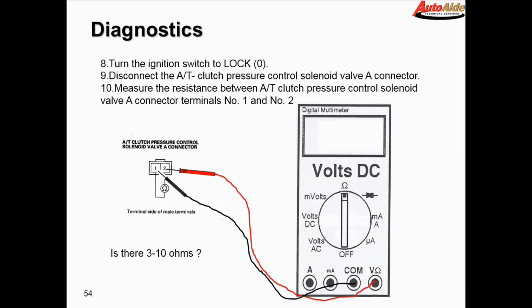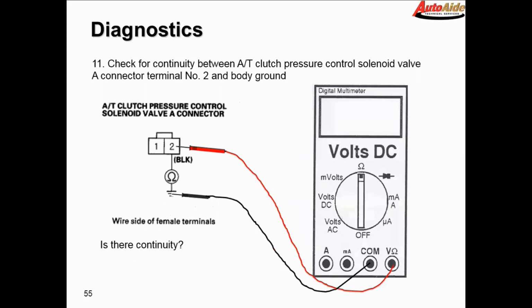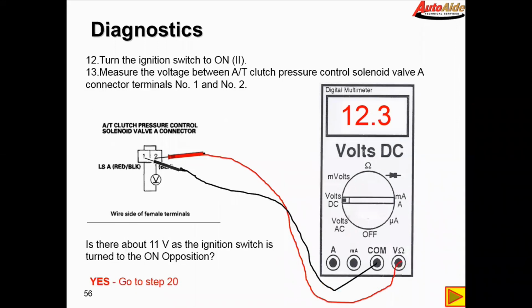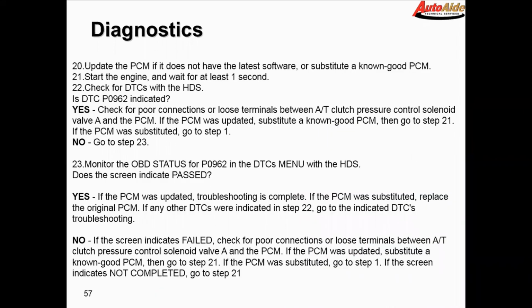So you can see here they want me to measure at the solenoid connector, pins 1 and 2. Is the resistance within the 3 to 10 ohm spec? Yeah, it's right on. Go to step 11, check for continuity between the solenoid connector and ground. Is there continuity? Yes. So in this case, go to step 12. Step 12 says turn the ignition on, measure the voltage between AT clutch pressure solenoid connectors 1 and 2. Is there about 11 volts as the ignition switch is turned to the on position? Yes, we measured 12.3, so it says go to step 20.